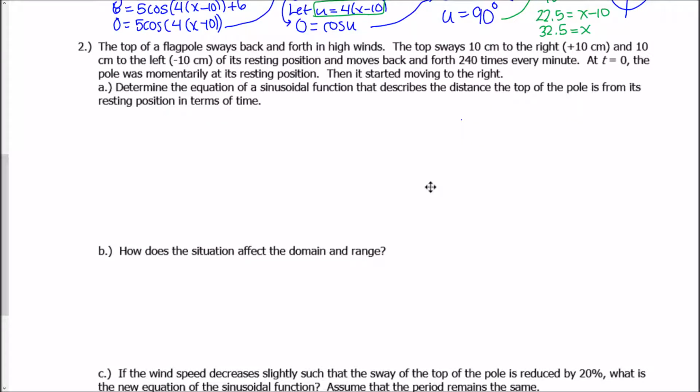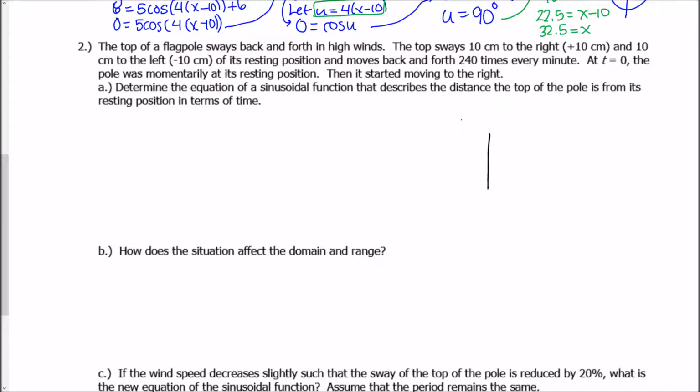Okay, so for number 2, it says the top of a flagpole sways back and forth in high winds. The top sways 10 centimeters to the right and 10 centimeters to the left of its resting position and moves back and forth 240 times every minute. At time equals 0, the pole was momentarily at its resting position. Then it starts moving to the right.